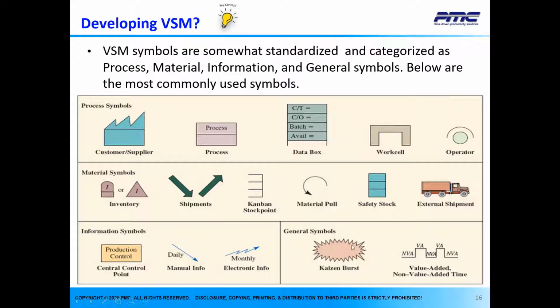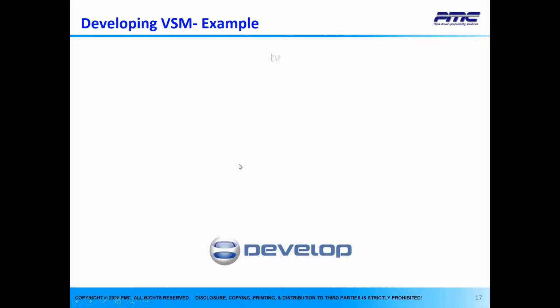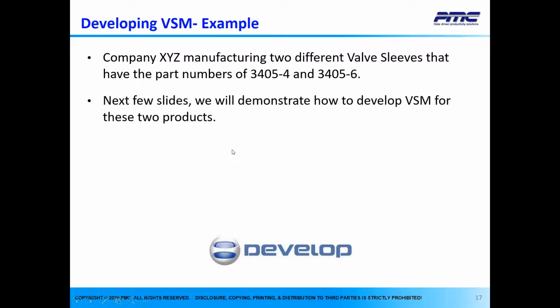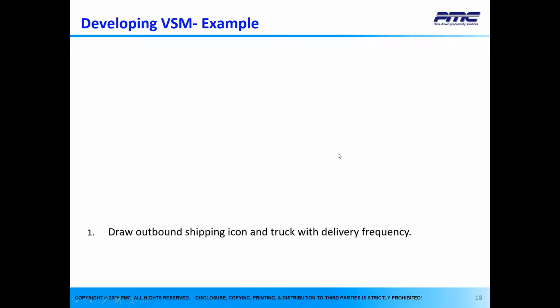And then the general symbols: we use the Kaizen burst for the opportunities that we identify as improvement opportunities. And finally, we use the NVA and VA line, which defines the lead time from beginning until the end. So here's an example that I want to walk you through. Company XYZ Manufacturing makes two different valve sleeves with part numbers, let's remember, 4 and 6. In the next few slides, I'll demonstrate how to develop a VSM for these two products.